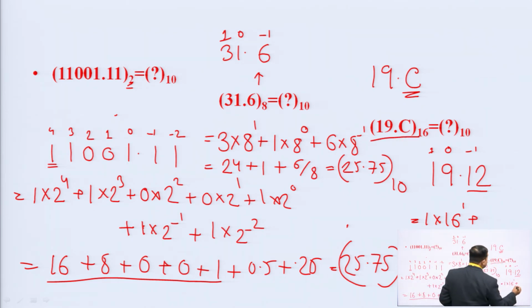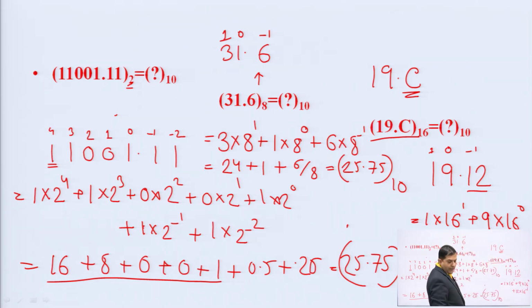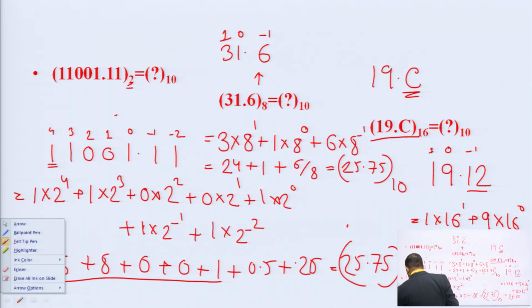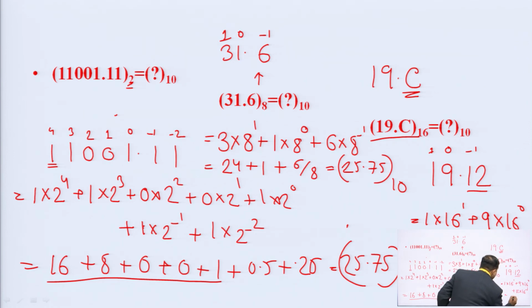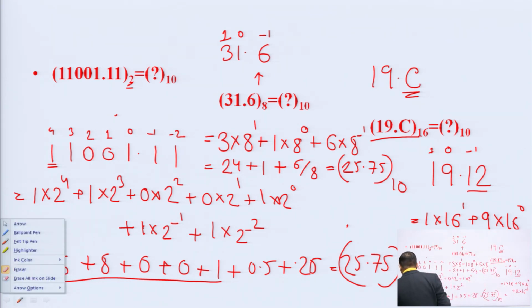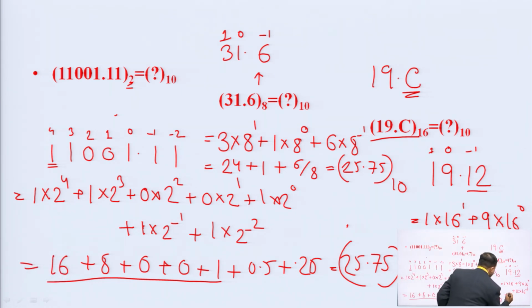So, 1 into 16 to the power 1 plus 9 into 16 to the power 0 plus 12 into 16 to the power minus 1. If we solve it, it will come as 25.75. So, like that we have converted all number systems back to the decimal number system. Is it clear to you all?